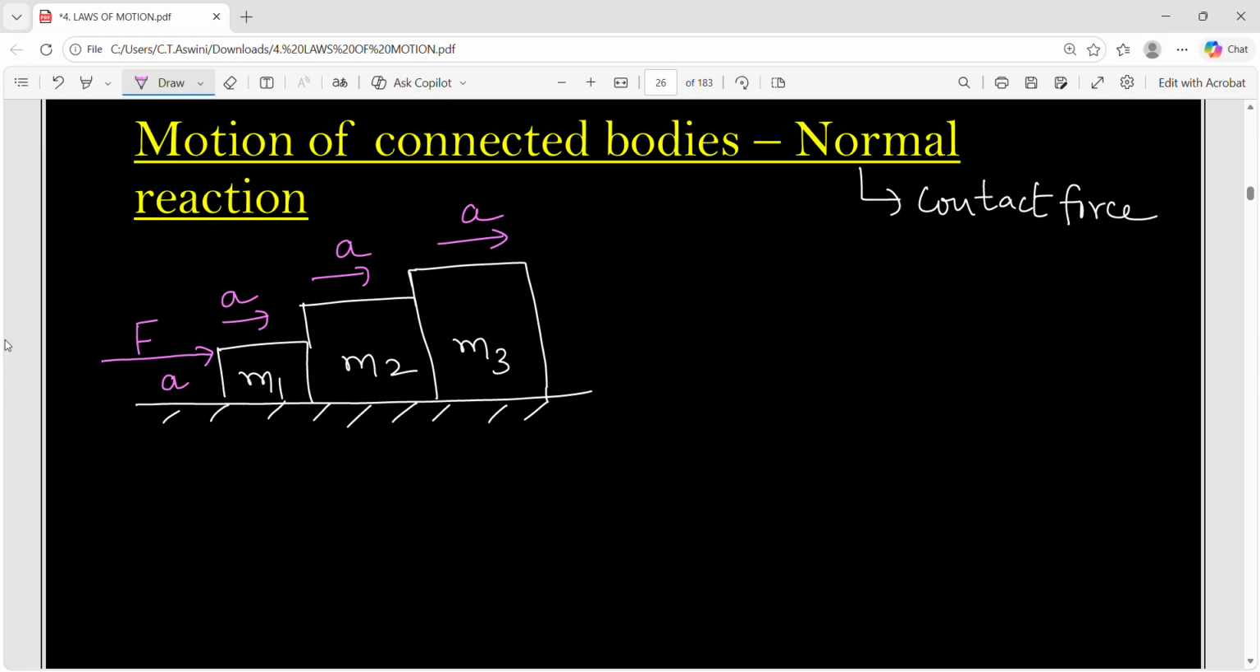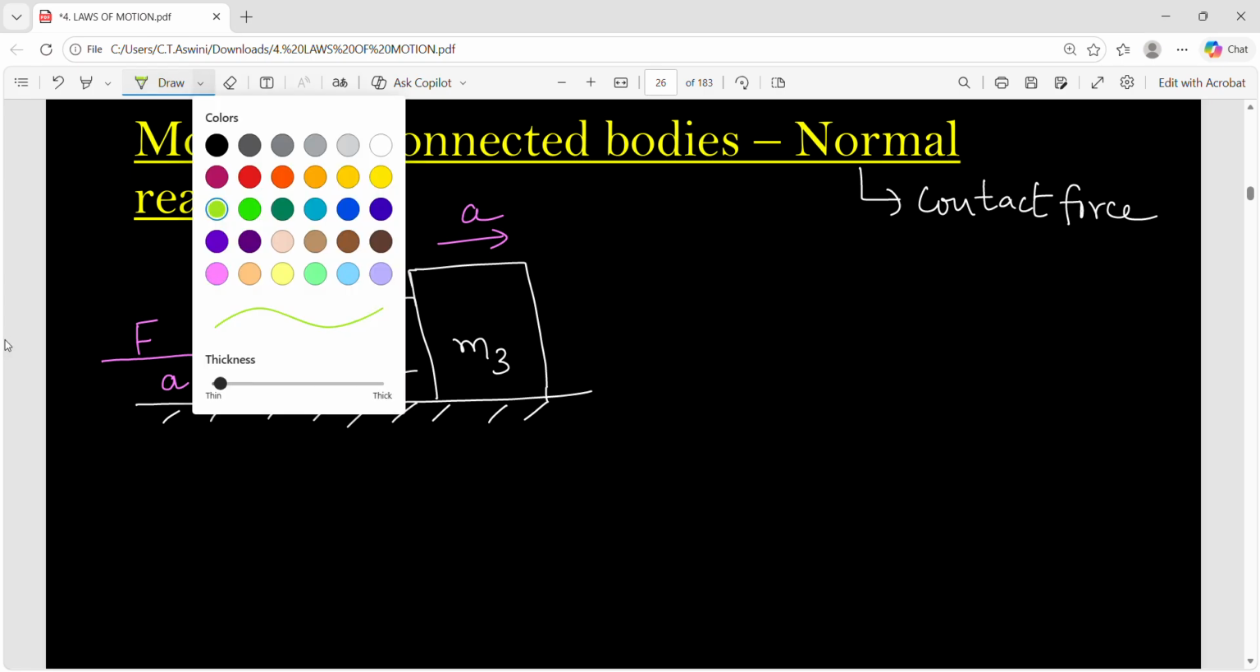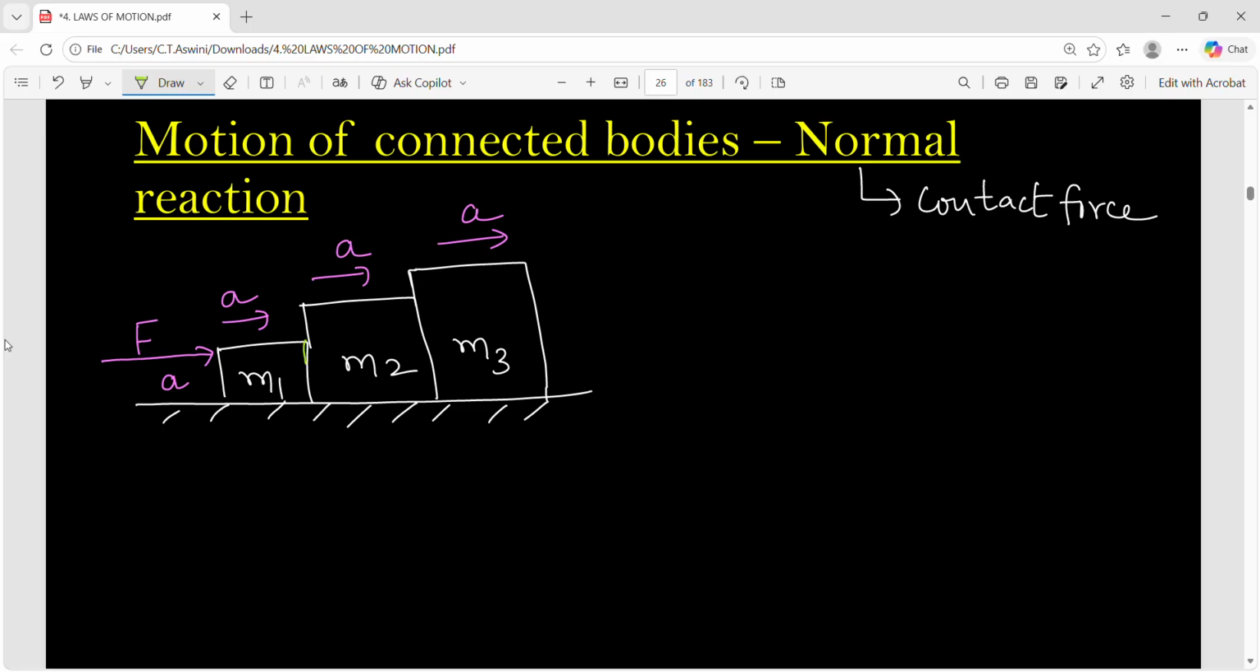Okay. Now, where is this normal reaction? If you see M1 and M2, there is a contact between them. You can see the contact here, right? So at this contact, you have to consider a perpendicular force. Suppose I want to see how much is the force on M2 by M1, that is N. Similarly, how much is the force on M1 by M2, that is also N. Same contact, so the normal reaction value will also be the same. Now, let me call it N1.